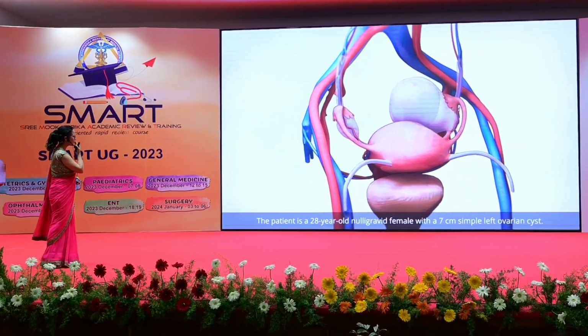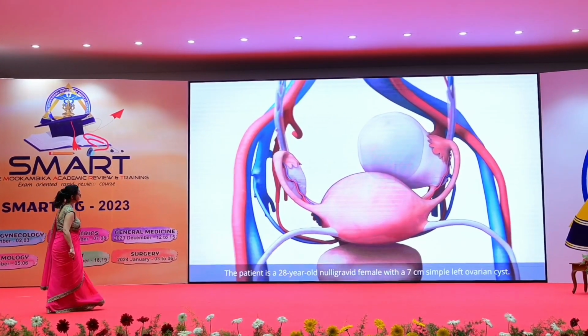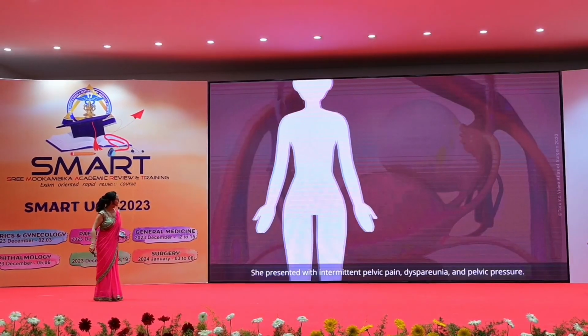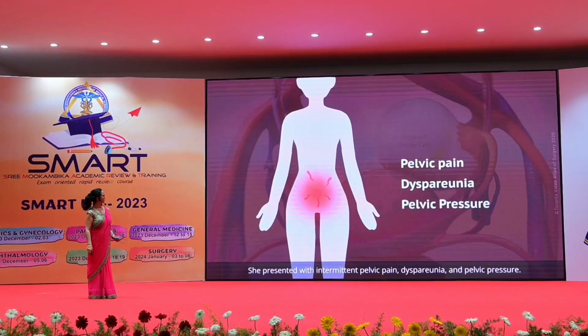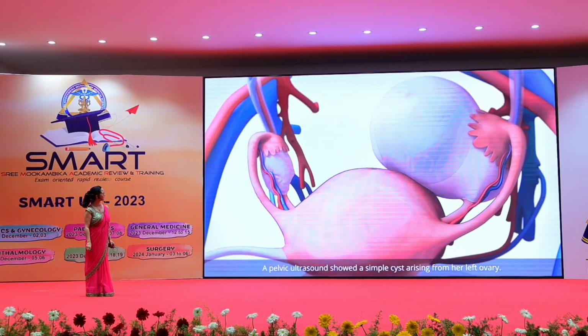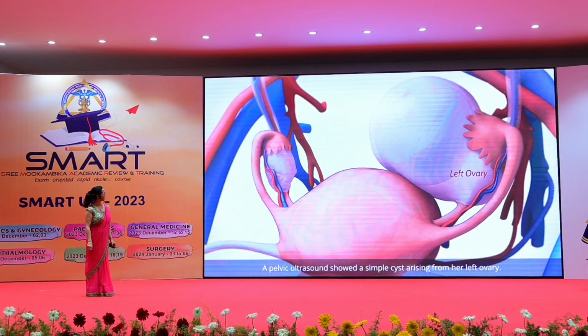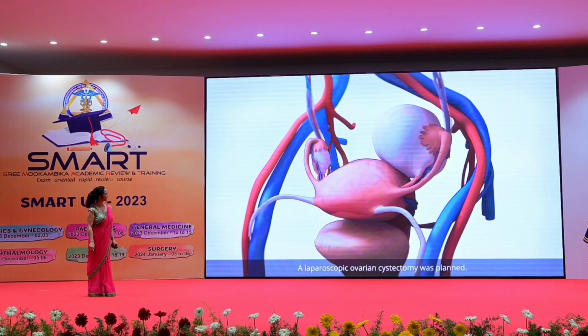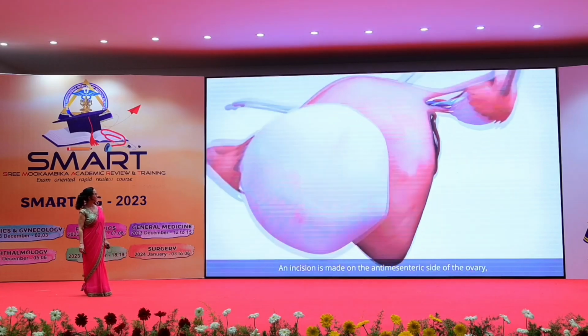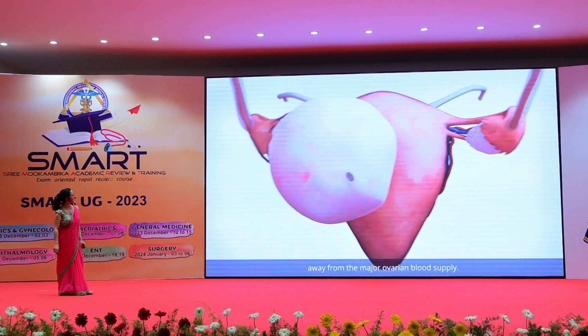It is a 28-year-old non-gravid female with a 7 centimeter simple left ovarian cyst. She presented with intermittent pelvic pain, dyspareunia, and pelvic pressure. A pelvic ultrasound showed a simple cyst arising from her left ovary. A laparoscopic ovarian cystectomy was planned. This fertility-preserving, minimally invasive procedure is ideal for premenopausal women with a low suspicion of malignancy. An incision is made on the antimesenteric side of the ovary, away from the major ovarian blood supply.